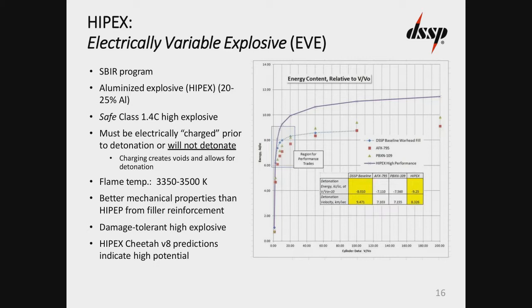And from the data on the right-hand side here, you can see that the propellant is very high performance too. We are up there with the best of the propellants that are being used right now, the PBX 109 and the 795. We really have a nice performance there. And again, we thought this is really a good propellant as far as its damage tolerance, or that it will re-anneal if it's broken apart.